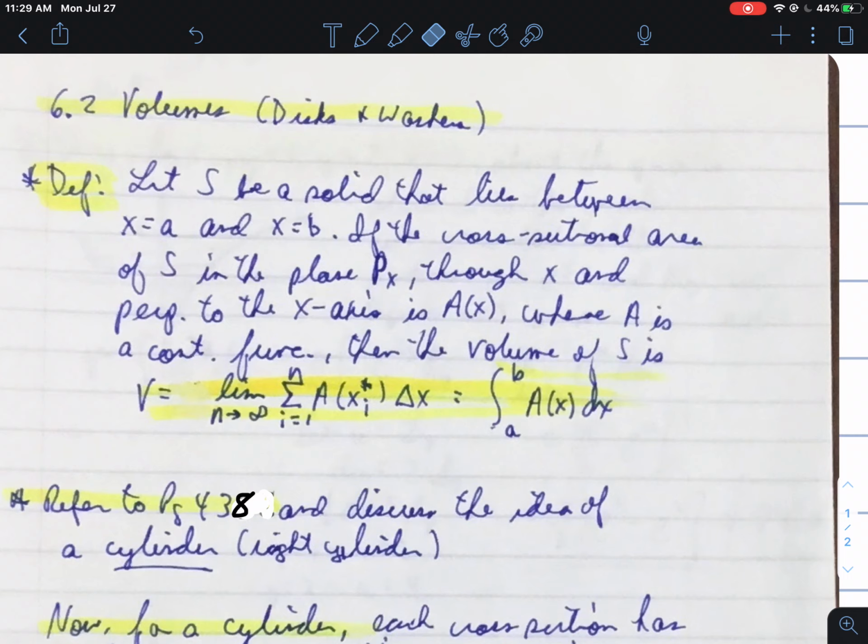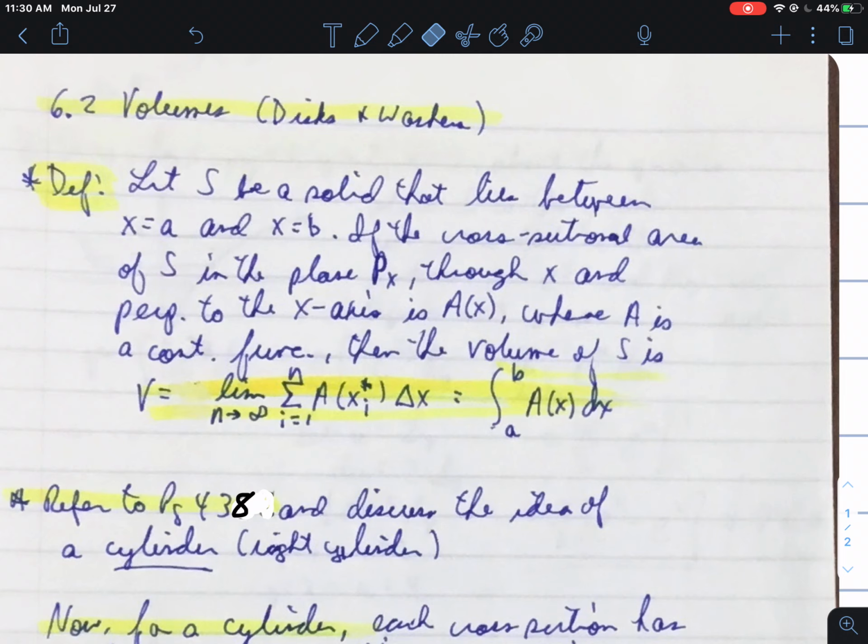Now what all this is saying is, if I have a solid, a region, bounded by the vertical lines or the planes x equals a and x equals b, and we look at a cross-sectional slice of that solid, in other words, we slice this thing perpendicular to the x-axis, and we define the area of that slice as having the formula A of x, whatever A happens to be. It's a function of x.